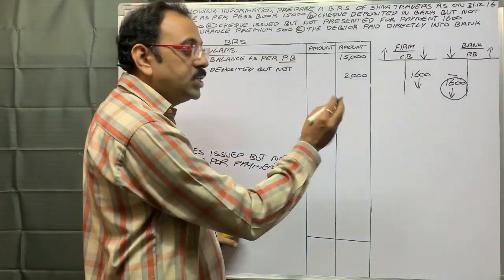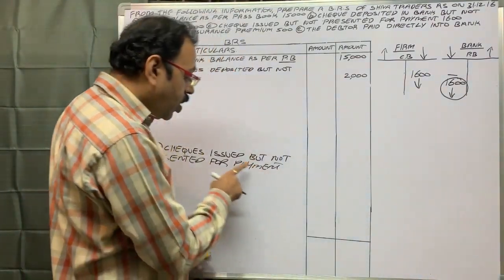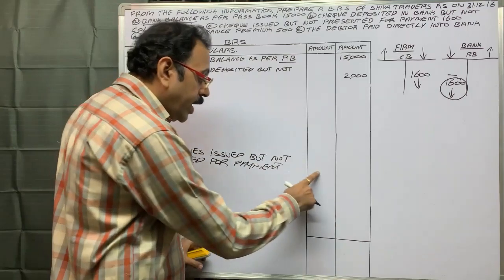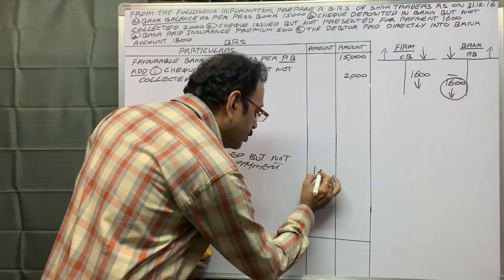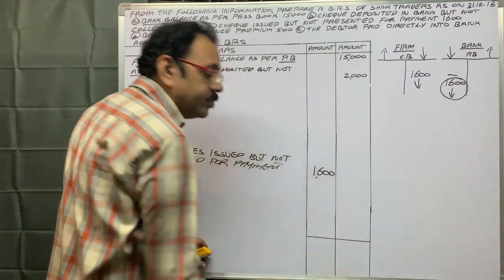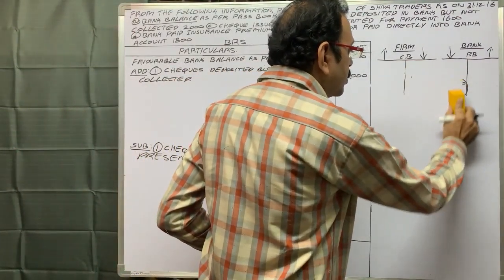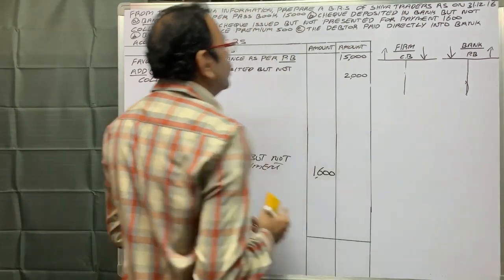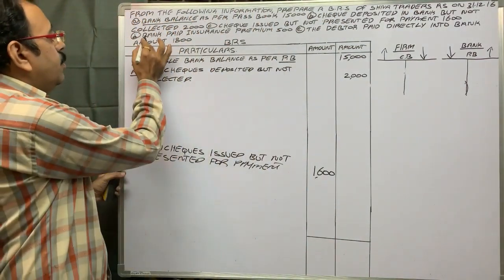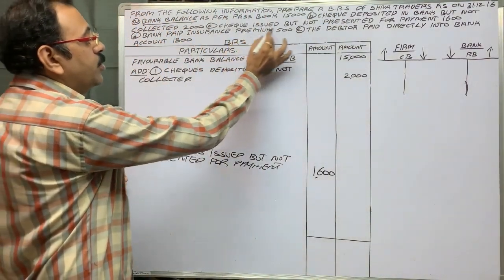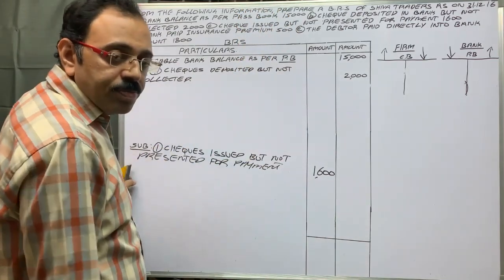Amount is 1600. Since we want to deduct this amount, write down the amount in inner column. Okay. Then next one. Bank paid insurance premium 500 rupees.